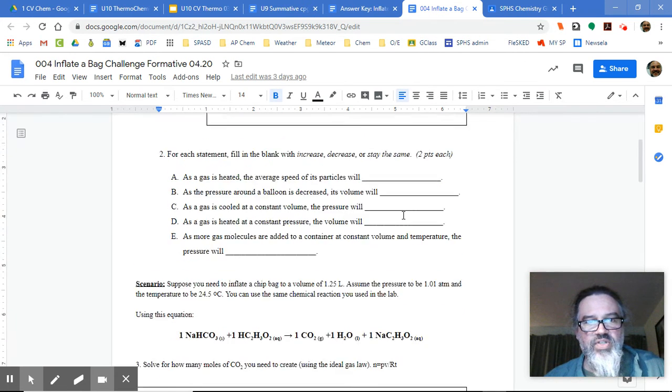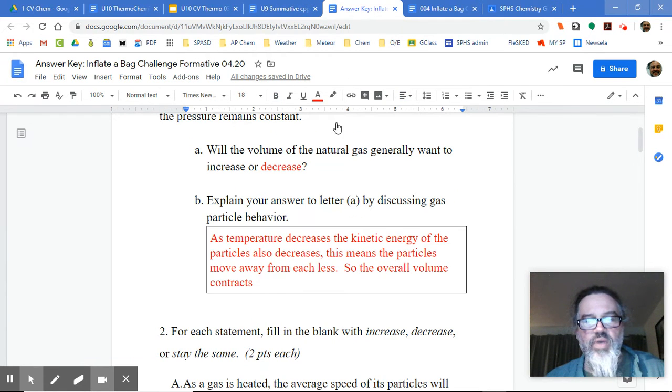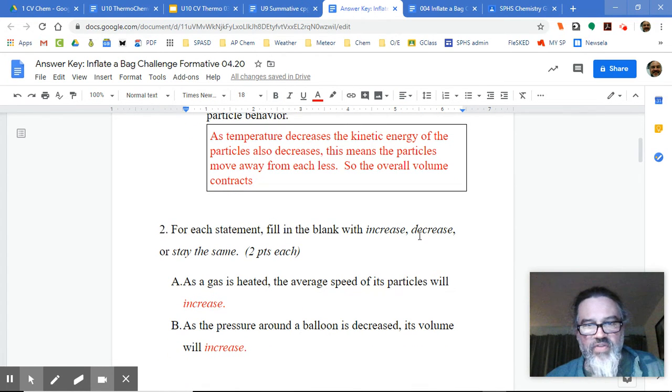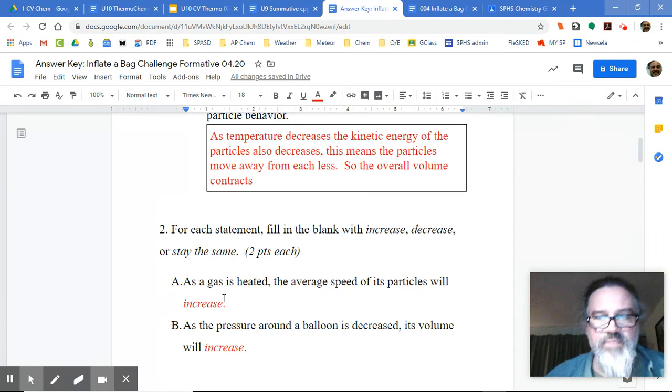Then there was a series of questions about increase, decrease, or stay the same. Let's just go through that quickly. For each statement, fill in the blank. If a gas is heated, the average speed of its particles increases. More kinetic energy, they can spin more, they can slide more, they can vibrate more, but no matter what, they have more kinetic energy.